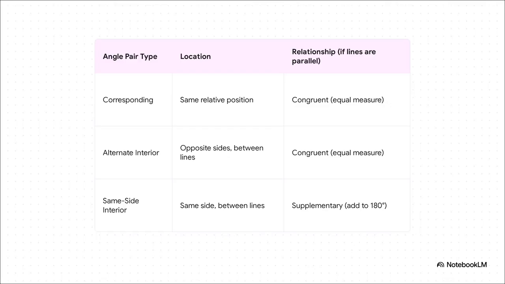This little table here breaks it all down. See, we give these new angle pairs names based on where they're located. For instance, if they're in the same relative spot at each intersection, we call them corresponding angles. If they're on opposite sides of the cutting line and squeezed between the parallel lines, we call them alternate interior angles. And as you can see, each of these pairings has a very specific, predictable relationship.